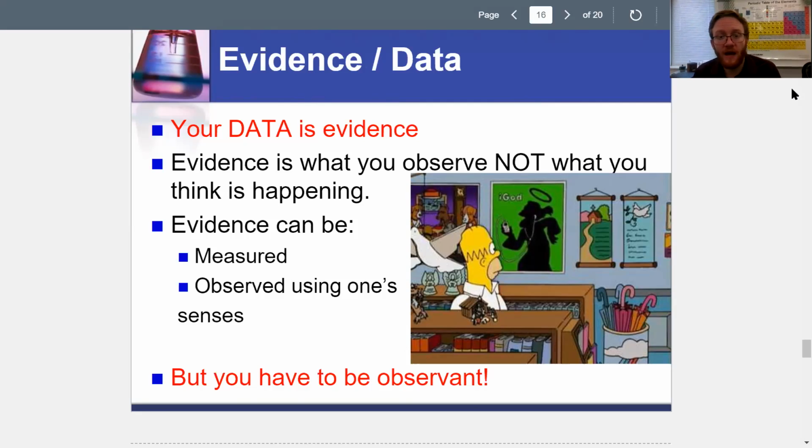All right? So evidence can be measured and observed using one's senses. All right? I think this. I can't observe that. That's your thought. I can't measure your thought.